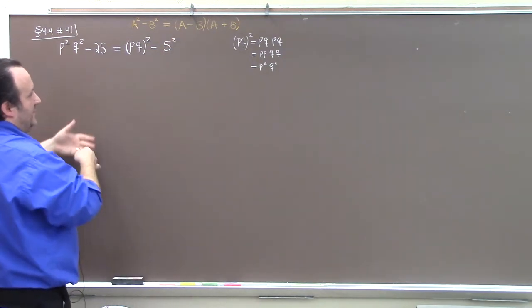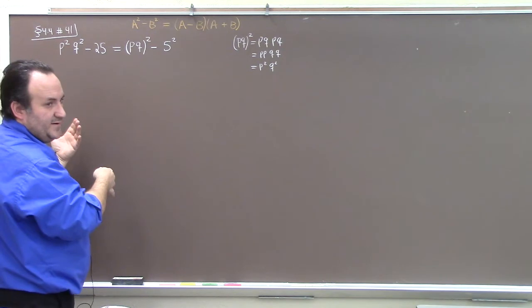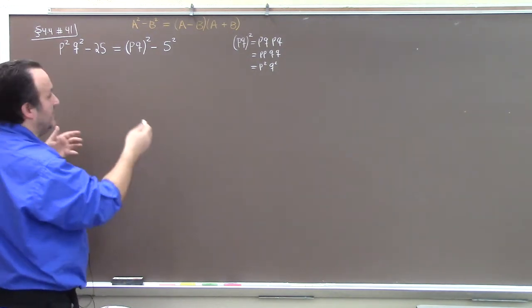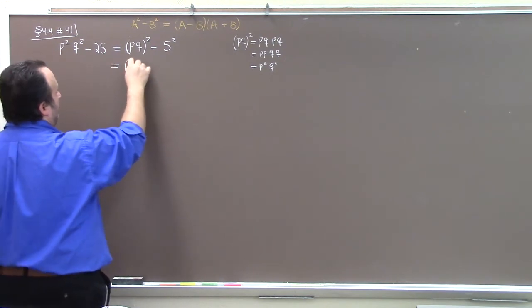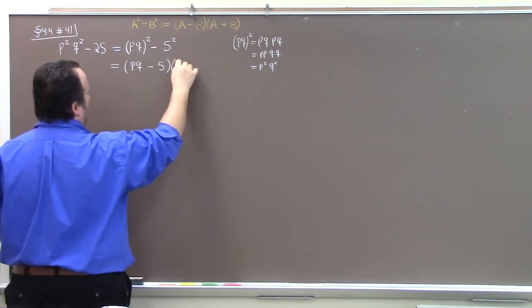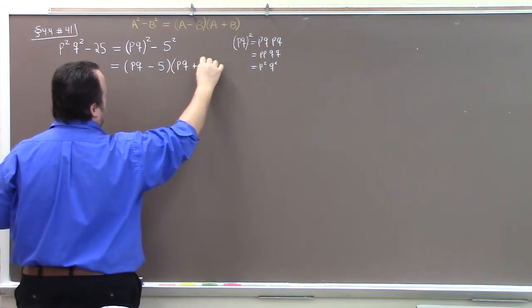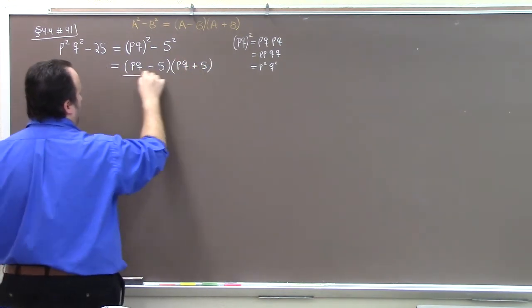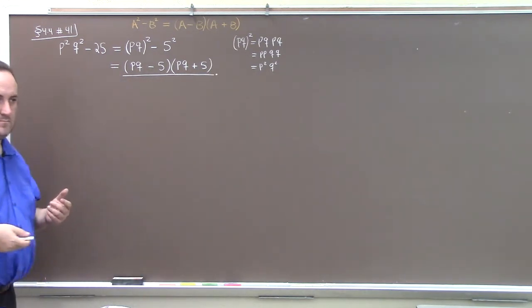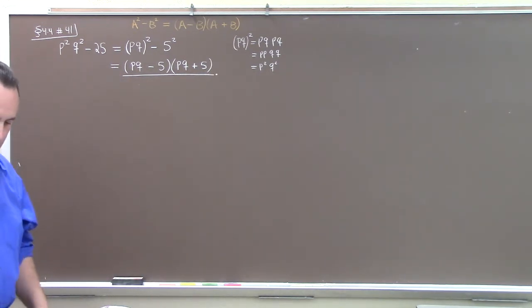So with something like this, I go, oh, difference of squares, where A is equal to PQ and B is equal to 5. So I do PQ minus 5 times PQ plus 5. And that's it for that one.